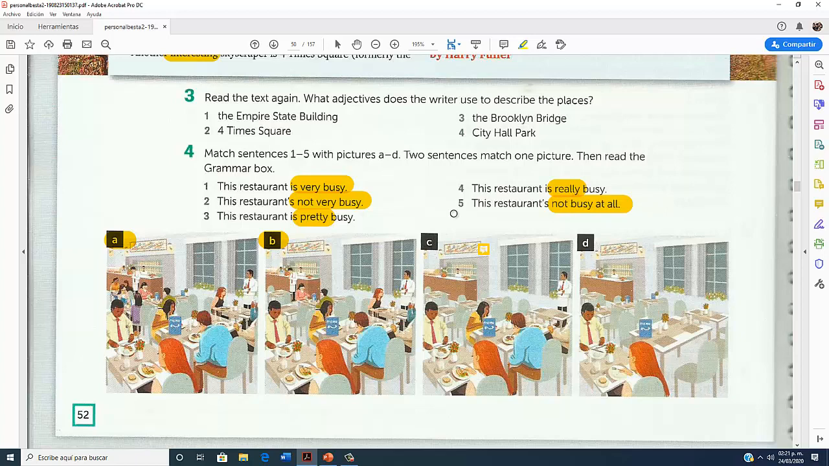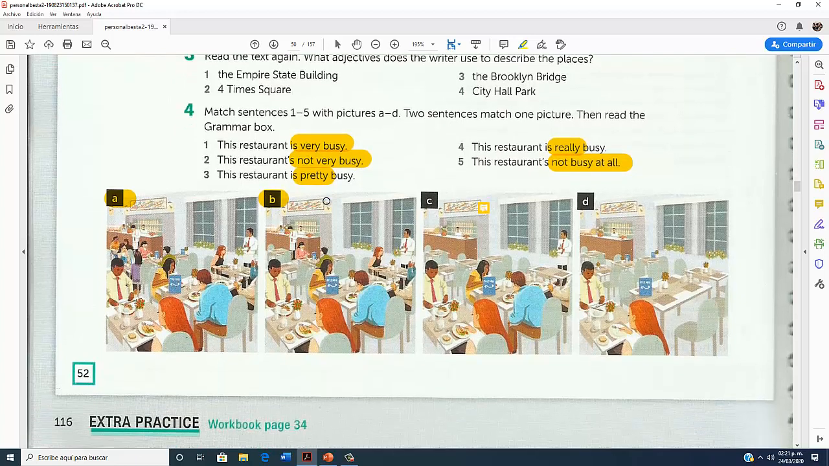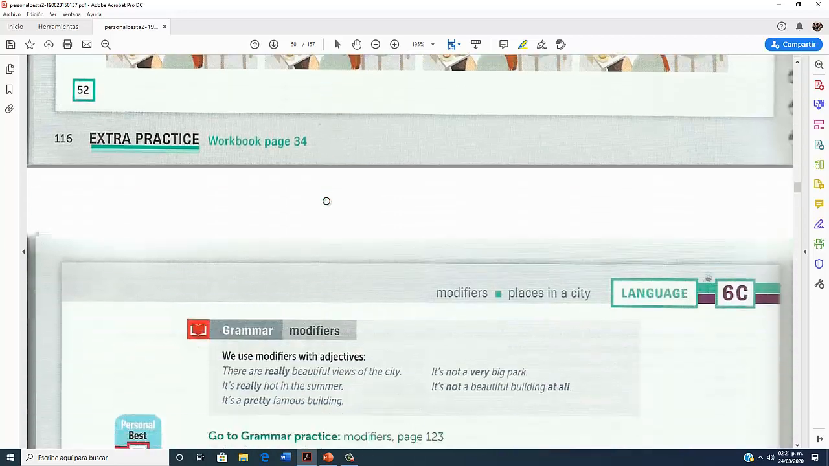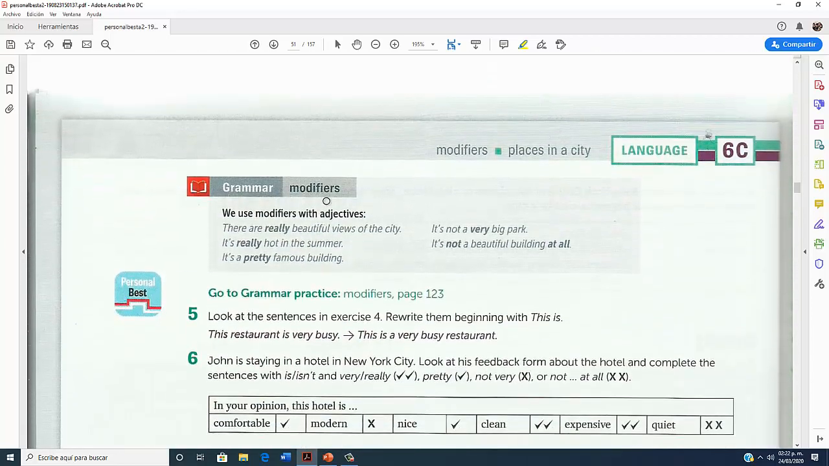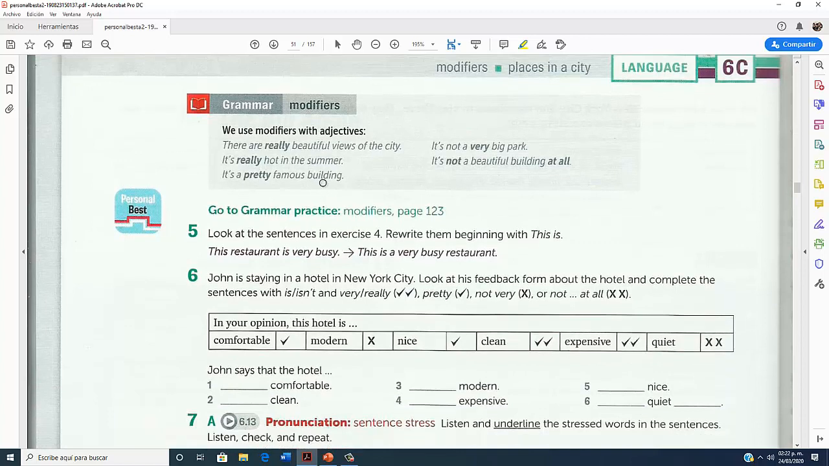And these little words are going to help you to put more emphasis on what you want to express. So it's going to change the meaning of the adjective, okay? The intensity of the adjective, okay? Here, if you look at page 51 on your books, here we have that these words are modifiers. Look at this. There are really beautiful views. So here you can say there are beautiful views of the city, but here you are using this word to give more emphasis. There are really beautiful views.